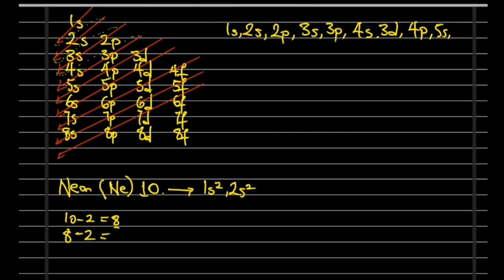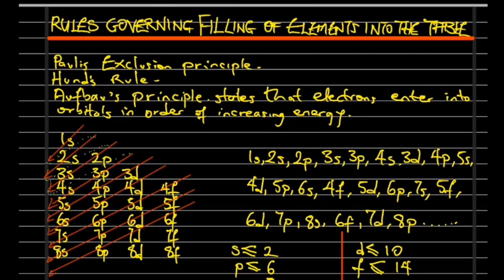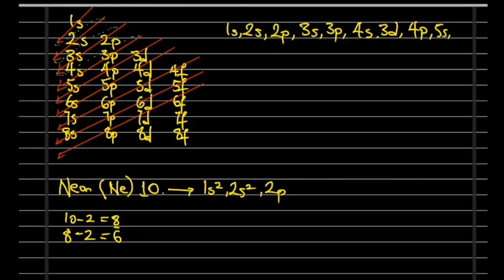So 8 minus 2 again will give me 6. So I have 6 electrons left. I can move to the next energy level, which is 2p. 2p can carry a maximum of 6 electrons. We can see that here. I said that 2p can carry a maximum of 6 electrons. So that is what we'll be looking at now.